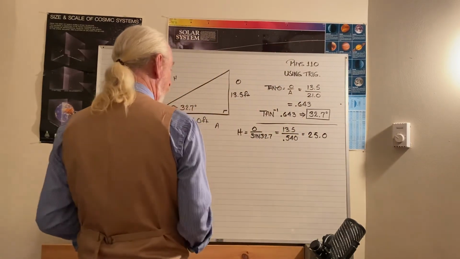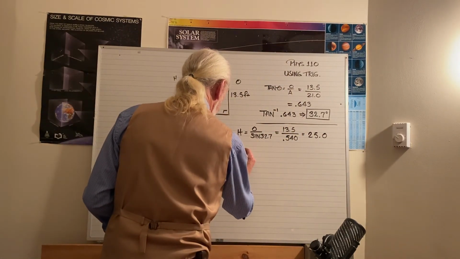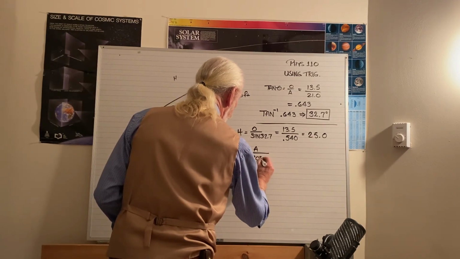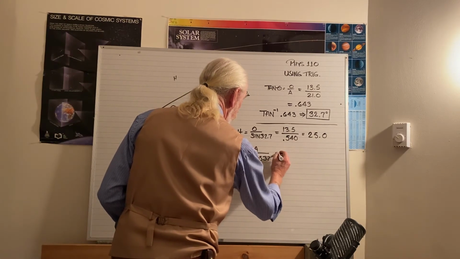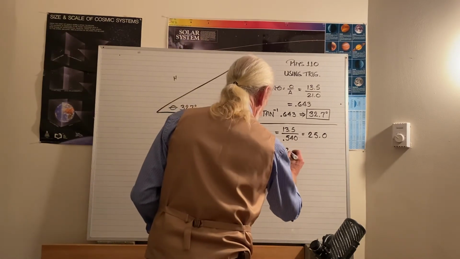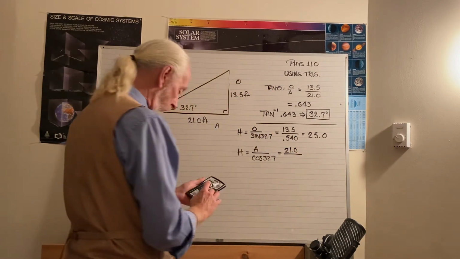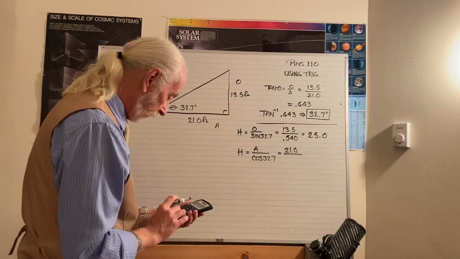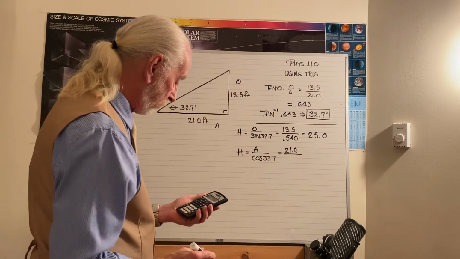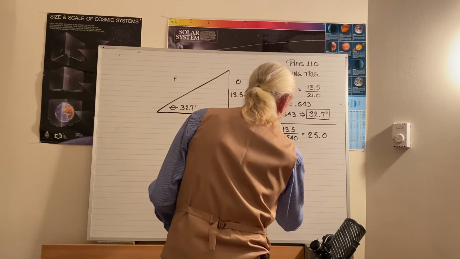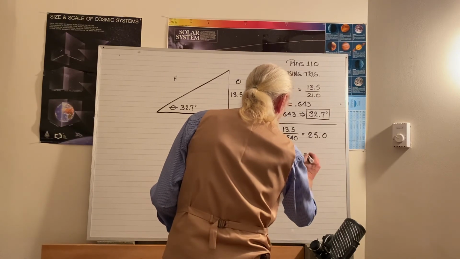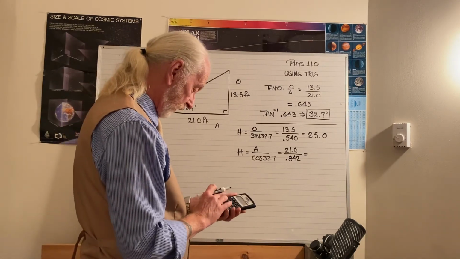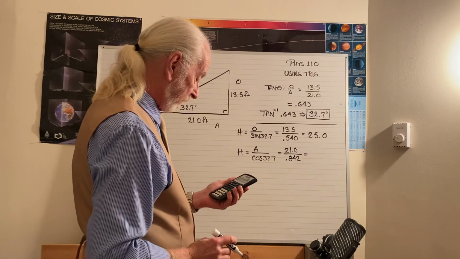All right, now I'll use cosine. Hypotenuse is going to equal the adjacent over the cosine of 32.7, which will be 21.0 over cosine 32.7. I have 0.842. So 21 divided by 0.842, I got 24.941.